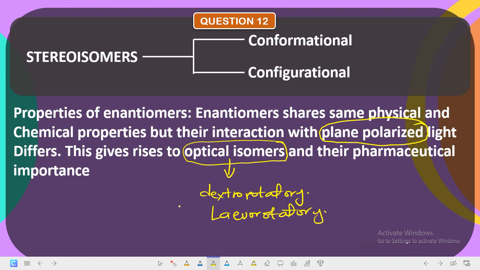So it may be asked, enantiomers have the same physical and chemical property. If it rotates to the right hand side, you call it dextrorotatory. If it is to the left hand side, you call it levorotatory.